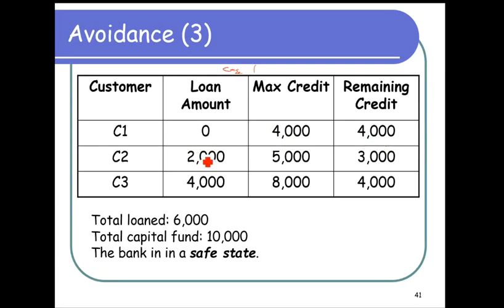So C2 has a loan amount. He wants to make a loan, 2,000 ringgits. The maximum credit that the bank gave to him is 5,000. So 5 minus 2, 3,000 remaining credit. And C3 has a 4,000 loan amount, maximum credit 8,000.